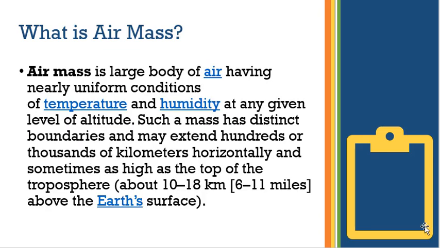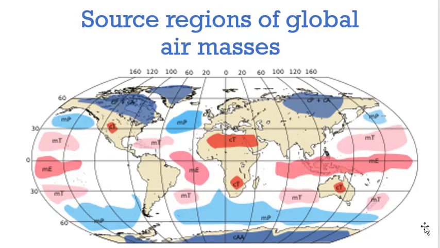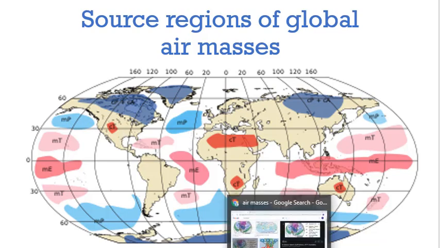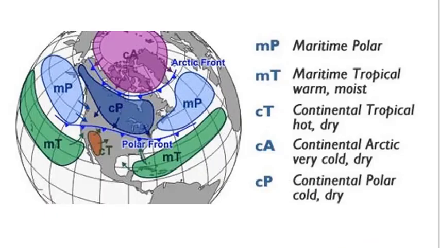Okay, such a mass has distinct boundaries and may extend hundreds or thousands of kilometers horizontally and sometimes as high as the top of the troposphere, about 10 to 18 kilometers above the Earth's surface. Now let's take a look at this map wherein you can see here the labels MT, MP, CT, and MP. Let's define each of those air masses.